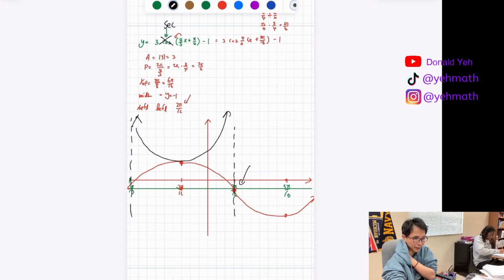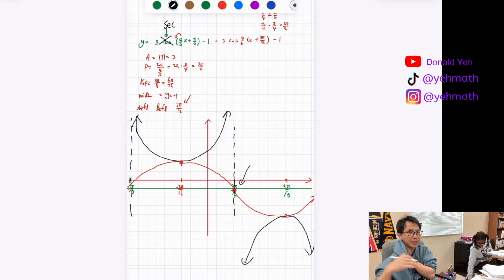It's inverted, like this. It's inverted. So this will be the secant graph. It's just an inverted cosine graph. So today you're practicing the same thing. If I ask you to graph secant, you're going to graph the cosine first and then the inverted graph.